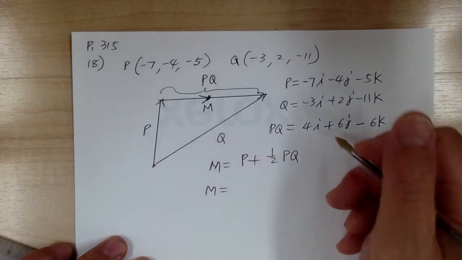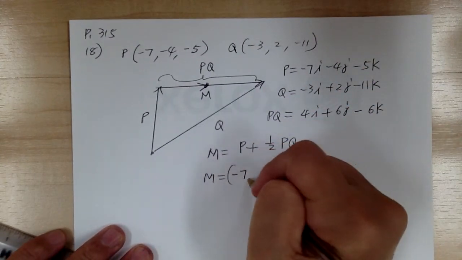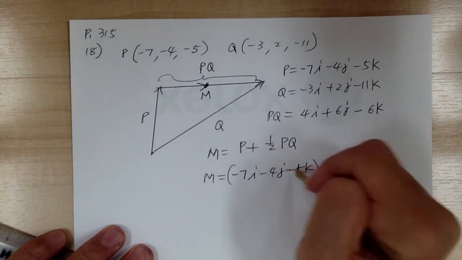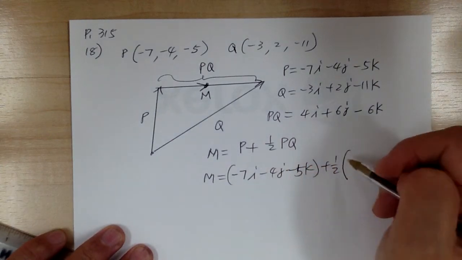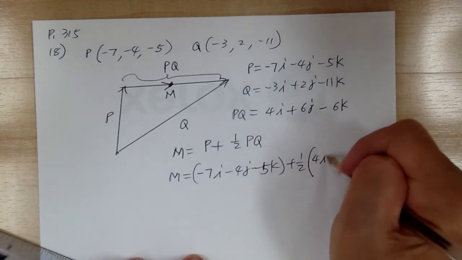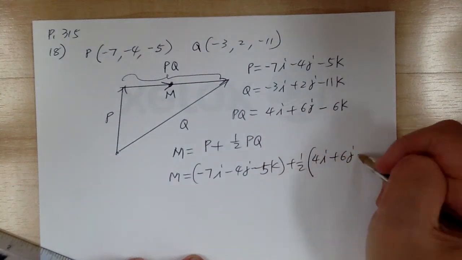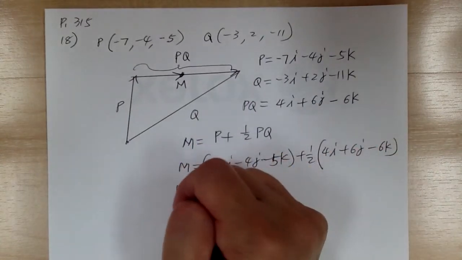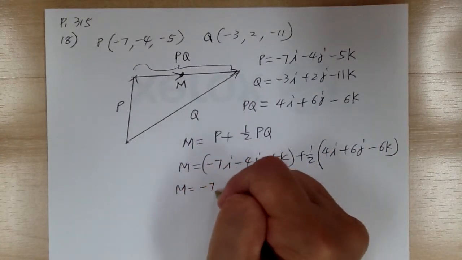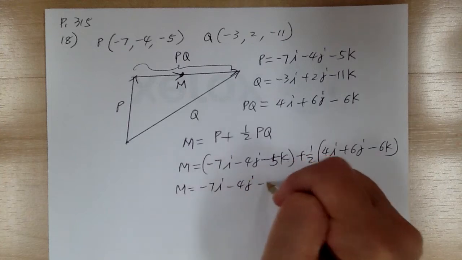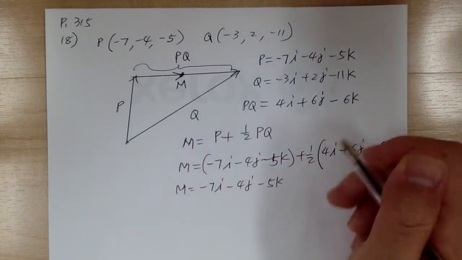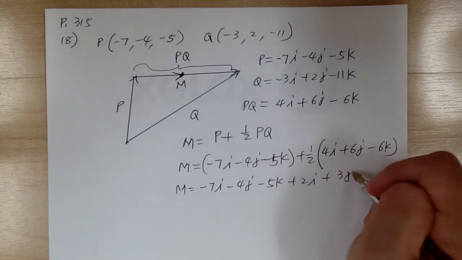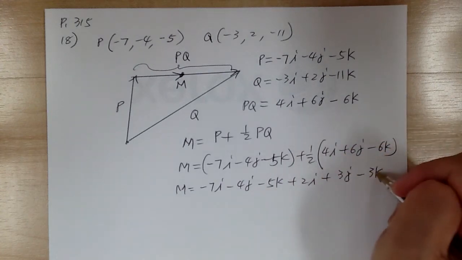So M equal to -7i minus 4j minus 5k plus 1/2. PQ is 4i plus 6j minus 6k. And then you work out the math. So you've got -7i minus 4j minus 5k. Distribute: plus 2i, plus 3j, minus 3k.